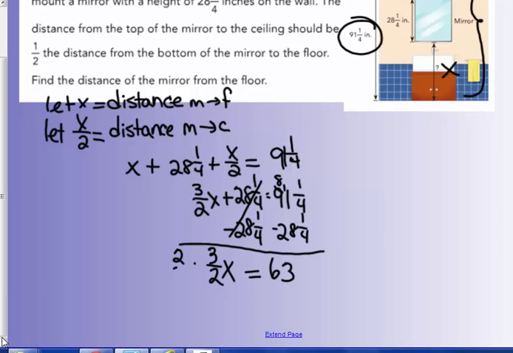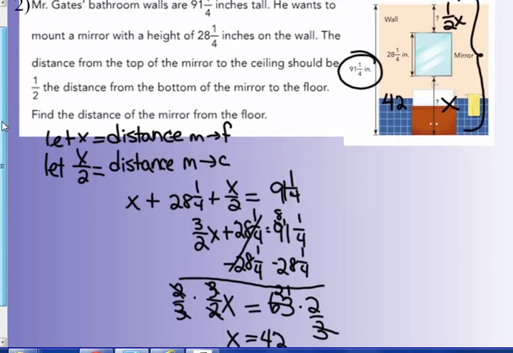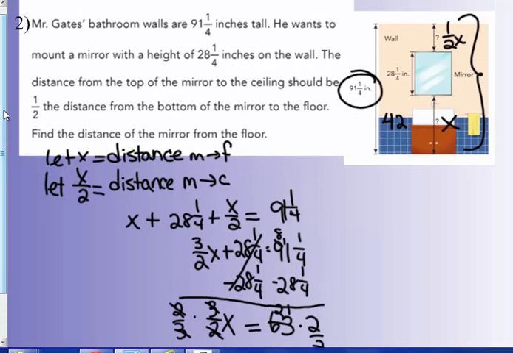Times the multiplicative inverse of 2/3 on both sides. And I get x equals 63, 3 goes in there, 21 times 2 is 42. Well, that's interesting, 42. So the distance from the mirror to the floor is 42. From the mirror to the ceiling is 21. And when you add that all together, you get 91¼.